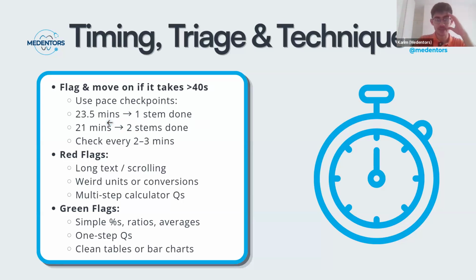This is a strategy that we've made at Medentors: if you keep your eye on the clock, and you know how much each question should cost you in time, which is about 40 seconds, then you'll use the clock to your advantage. What do I mean by that?